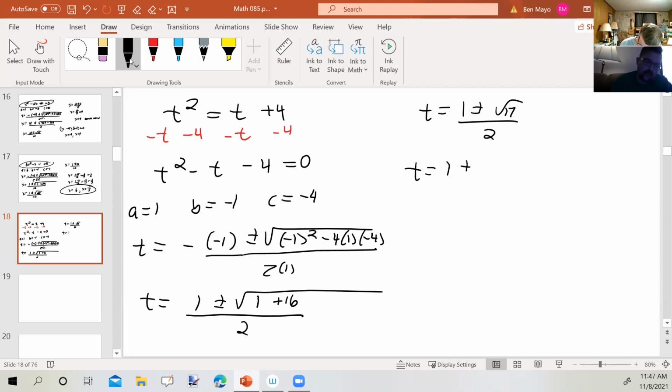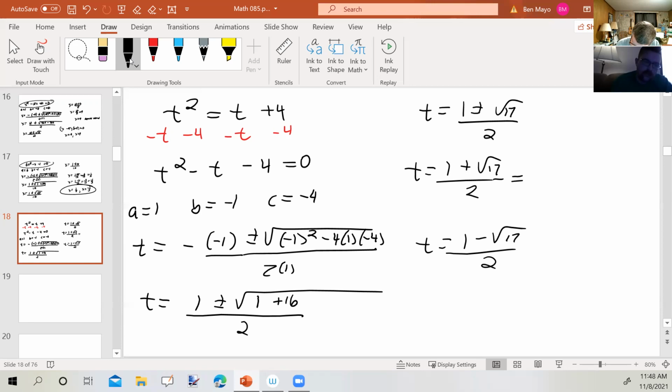So t equals 1 plus the square root of 17 over 2. t equals 1 minus the square root of 17, all over 2. So those are the two exact answers. Now we're going to go back and find approximate answers, rounding to the nearest hundredth.